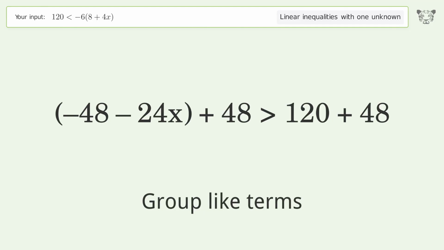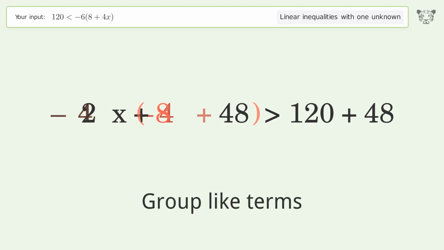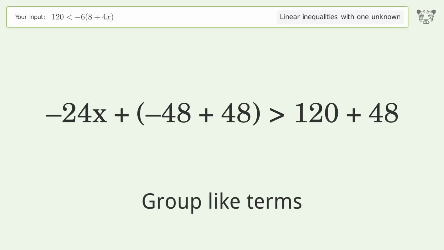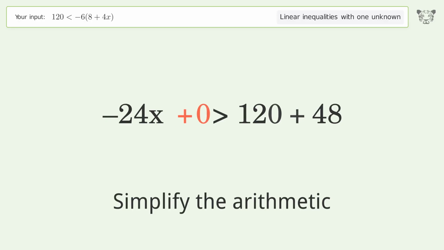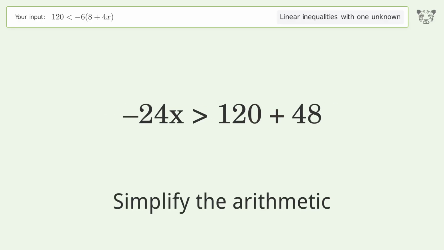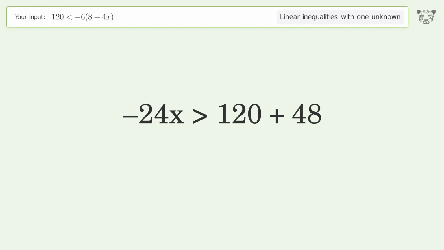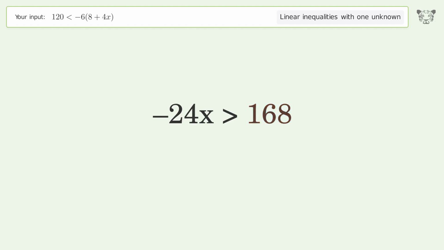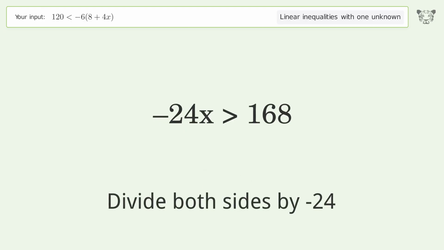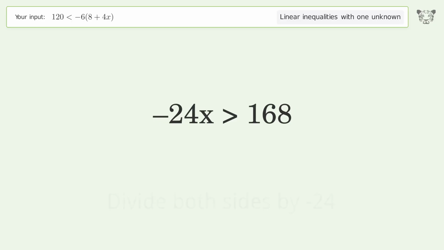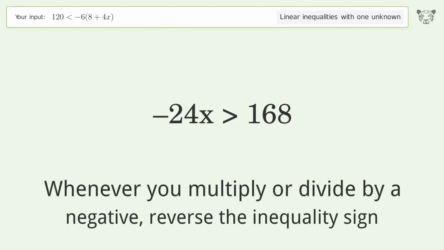Group like terms. Simplify the arithmetic. Isolate the x. Divide both sides by -24. Whenever you multiply or divide by a negative, reverse the inequality sign.